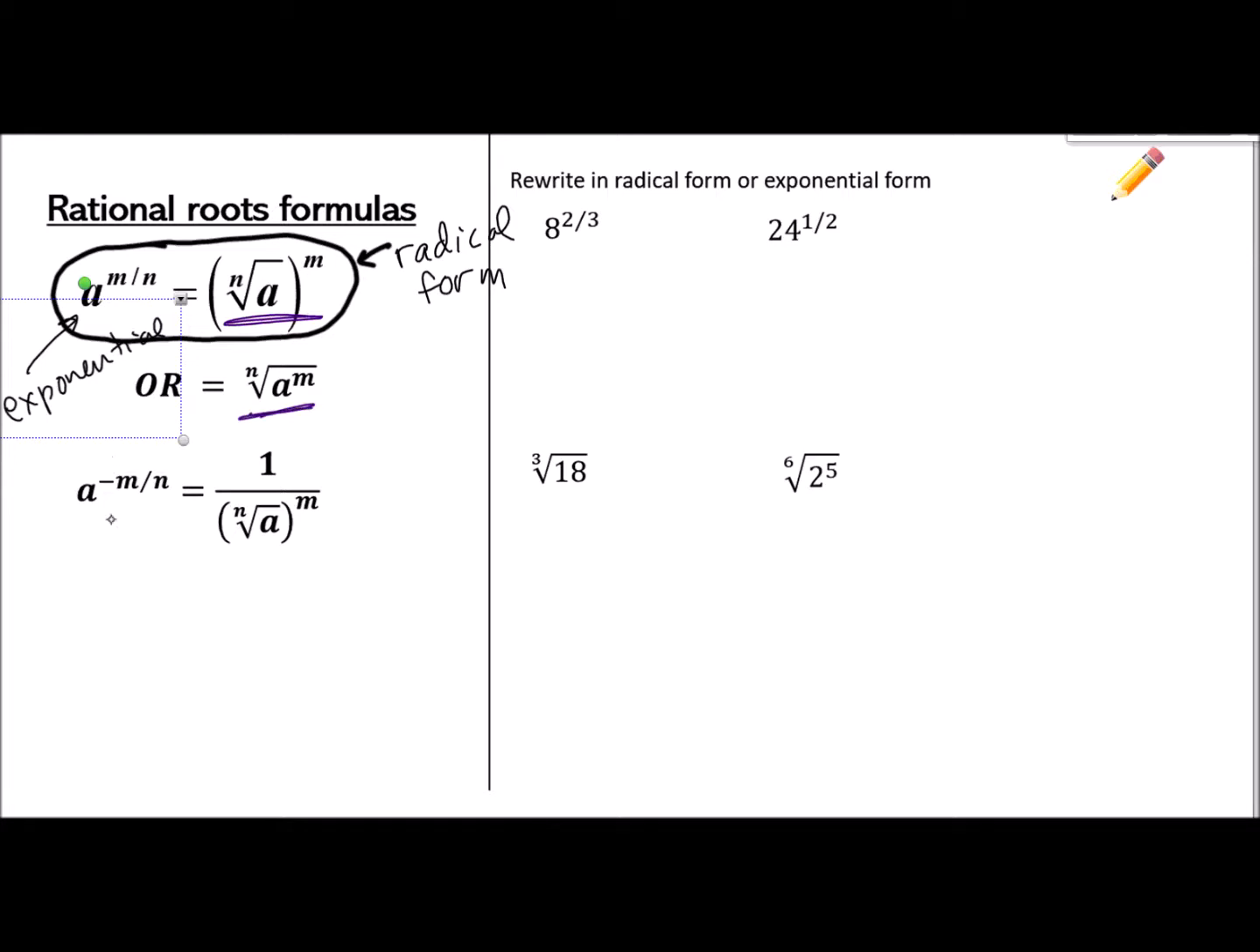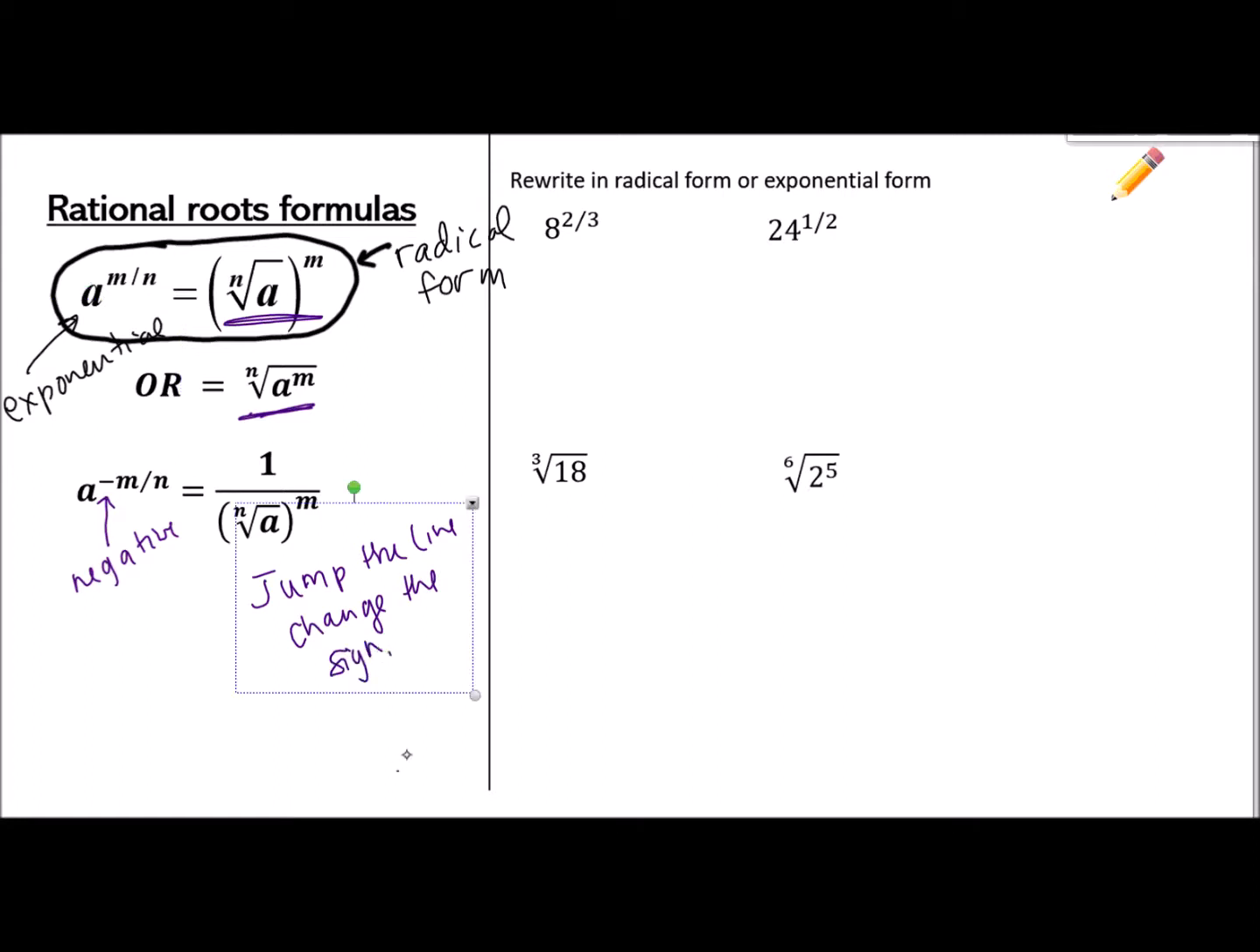And then don't forget, when you have a negative power, you have to move it to the other side. So jump the line, change the sign. And then everything becomes a positive. So technically the step in between here was 1 over a to the positive m over n. And then they converted it into that.